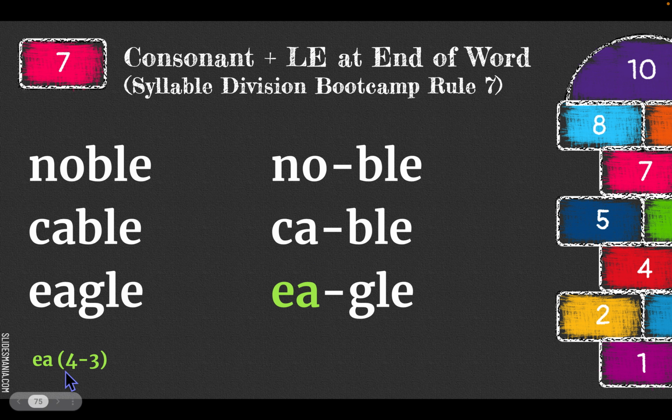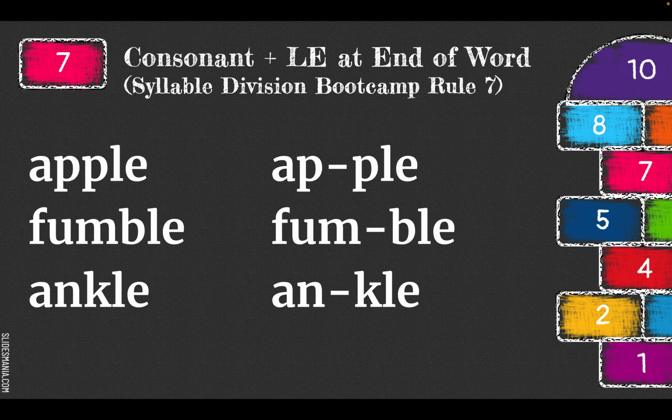And we remember from Level 4, Lesson 3, the EA together says E most of the time. So this long sound is going to be O. Noble, cable, eagle. Let's practice this some more.